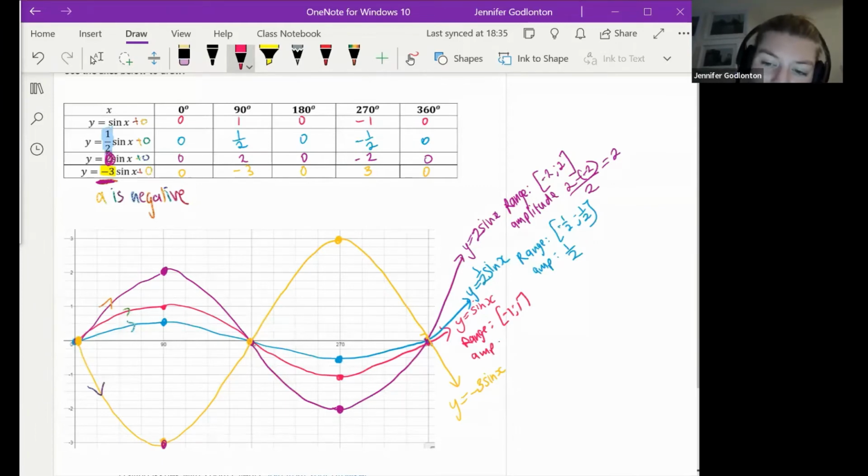So as our amplitude changes, our range changes, but our graph isn't moving up or down at all. It's just changing how tall the graph is. And in this case, our range is between -3 and 3, and our amplitude is still 3. Okay, that's just looking at what these would look like when we start changing our amplitudes around.